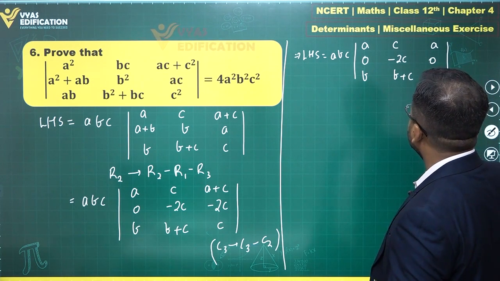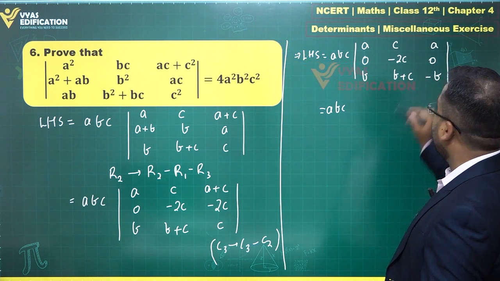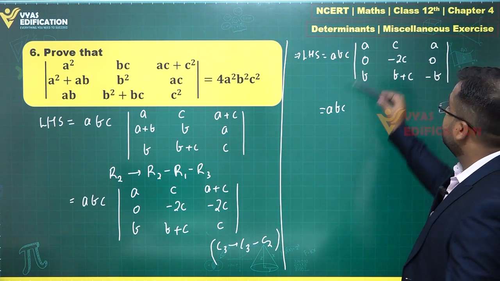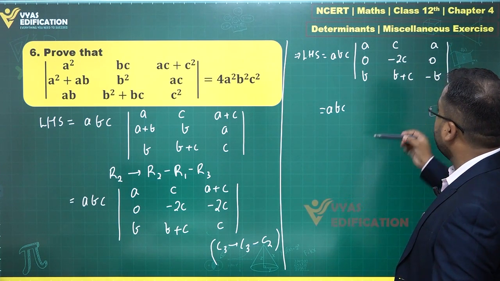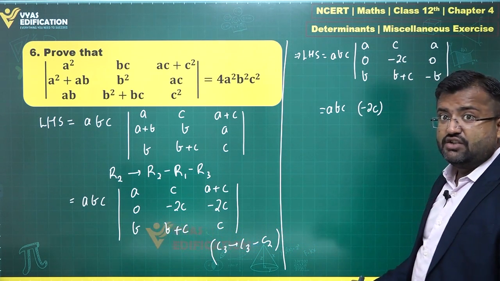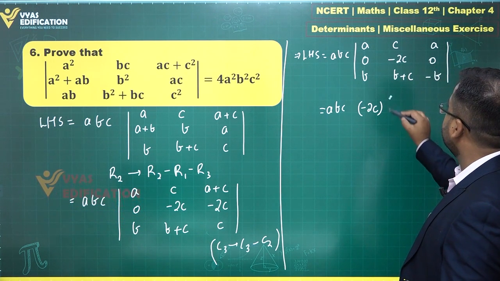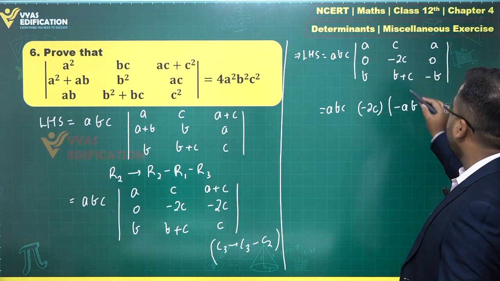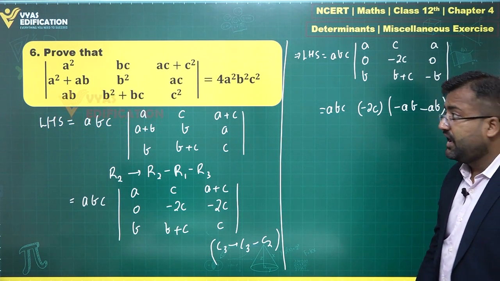At the end of all this, this is what I am getting, and now I'll expand along this row over here. Okay, this plus minus 0 plus this minus 0. So you'll have plus times minus 2c times this. A times minus B minus this. So you'll have minus AB and minus AB over here, right? This is what I'll be getting.